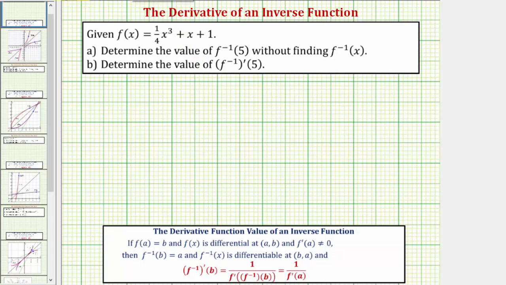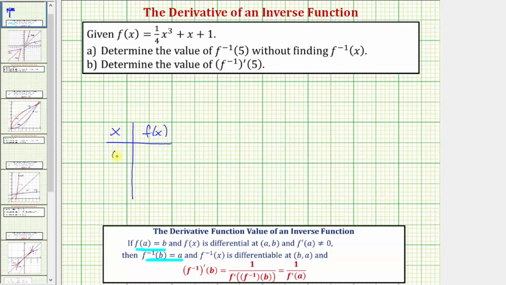To answer part A, we use the fact that if f of a equals b, then f inverse of b equals a. So if we can find an x value where f of x would be equal to 5, we can then determine f inverse of 5. So let's make a table of values, where we'll let the first column be x, and the second column be f of x. Again, we're looking for an x value where f of x would be equal to 5.